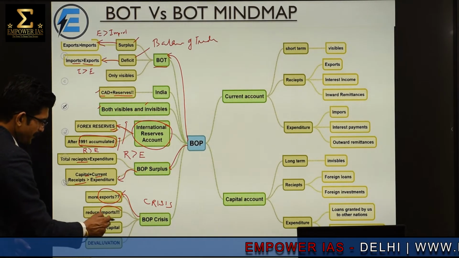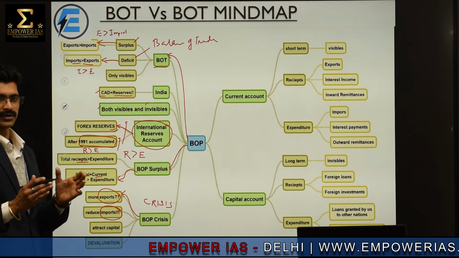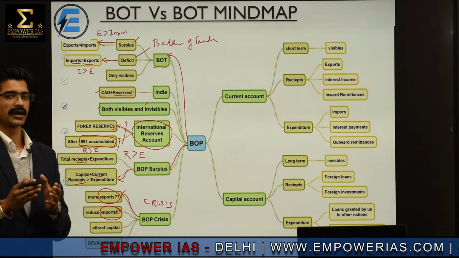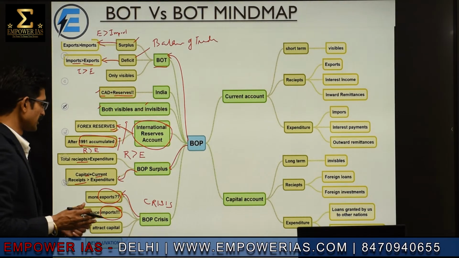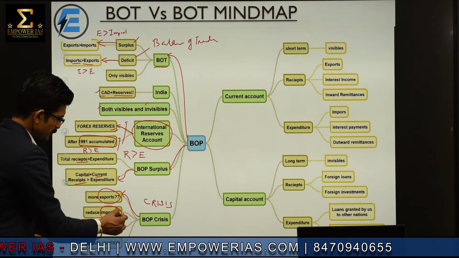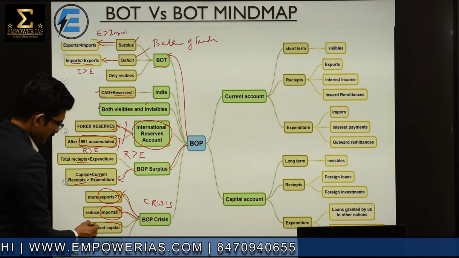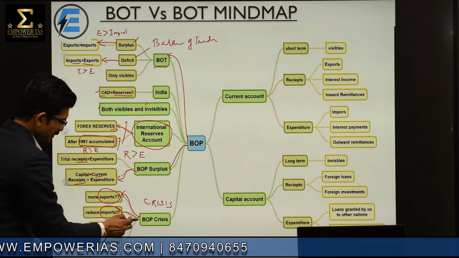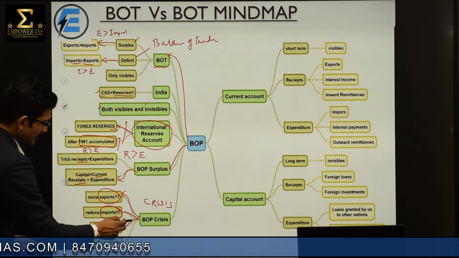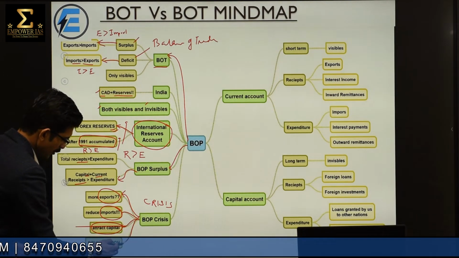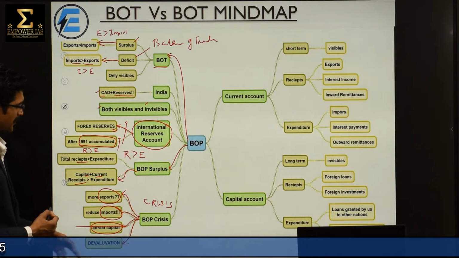Reduced imports. When the imports are reduced, such as when there is a requirement of semiconductor devices, we are lagging in semiconductor production of electronics. Therefore, we lag in the imports, which again leads to BOP crisis. Then, attract capital. When there is a BOP crisis, there is less capital investment, and further it leads to devaluation of currency and devaluation of the economy.